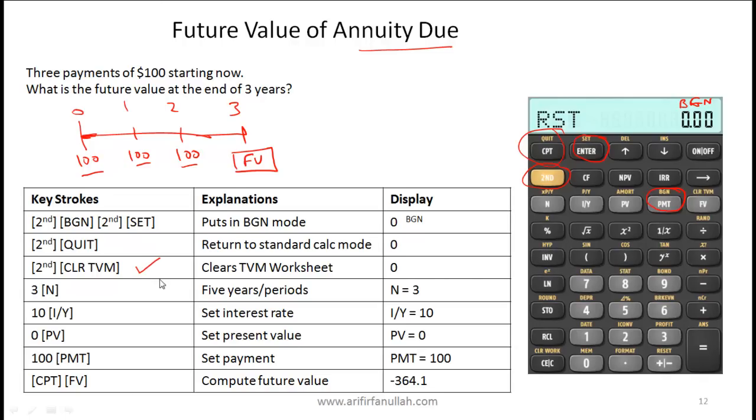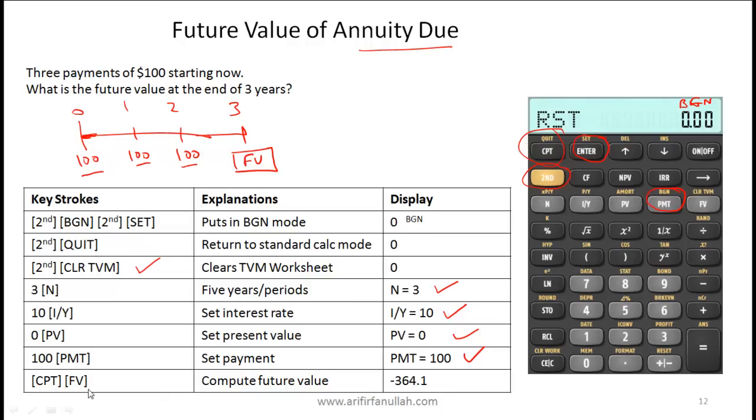You then clear your time value of money worksheet, plug in 3 N, which says that there are 3 periods, plug in 10 I/Y, which is setting your interest rate to 10%. There is no PV, so that is saying that other than the payments of 100, 100, 100, there is no other initial present value that you are using. So PV is 0, and then payment 100. So here you are telling the calculator that the payment amount is 100. You've already told the calculator that there are 3 periods. So effectively you have entered this cash flow into the calculator.